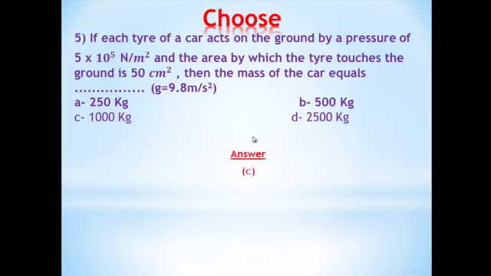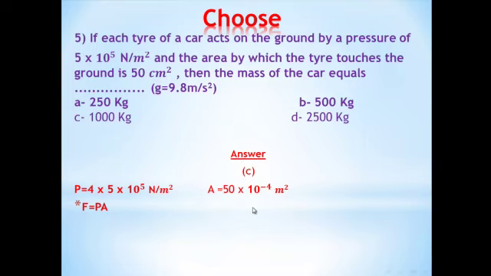Answer will be C. Why C? We know that the total pressure will equal 4 times 5 times 10 power 5. Why 4? Because this car has 4 tires. Each of them has a pressure of 5 times 10 power 5. And I need the total pressure, so I will multiply it times 4. Area is 50 times 10 power negative 4. Why times 10 power negative 4? To convert it from centimeter square into meter square.